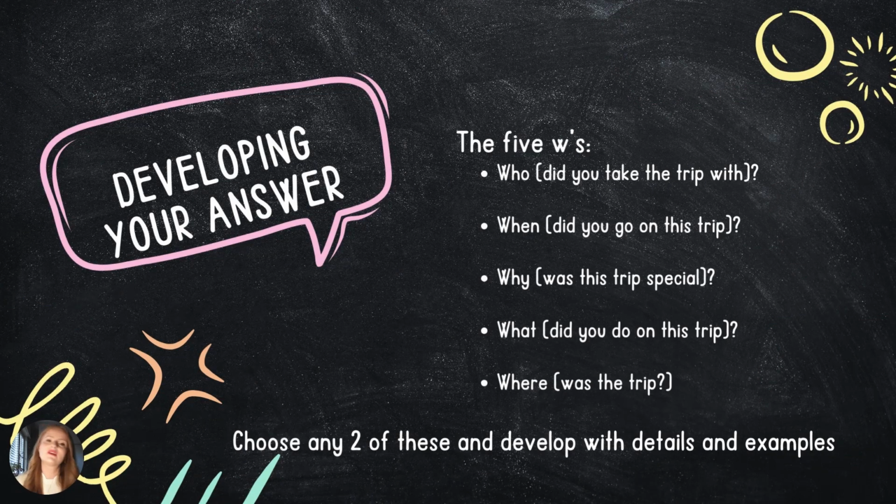You could also think of the 5 W's. Who did you take this trip with? When did you go on this trip? Why was this trip special? What did you do on this trip? Where was this trip? And then you will choose 2 of these that it's easy to develop your answer on, and then start giving your answer.